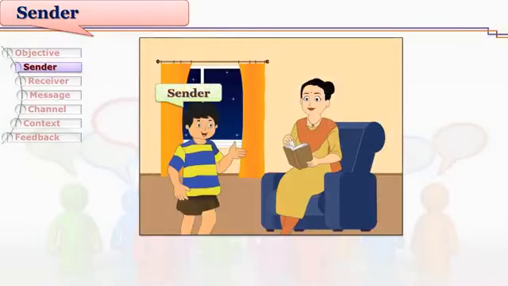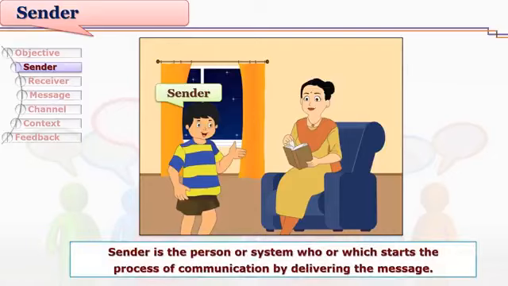Let us take examples about Raghav. Raghav wants to seek permission of his mother for a picnic, so he starts talking with her. Here, Raghav starts talking to his mother. So, Raghav is the initiator of this communication, and speaking to the mother is initiated by Raghav. He is the communicator, he is the sender of messages. The messages are sent to his mother. So, the sender is the person or system who or which starts the process of communication by delivering the message.